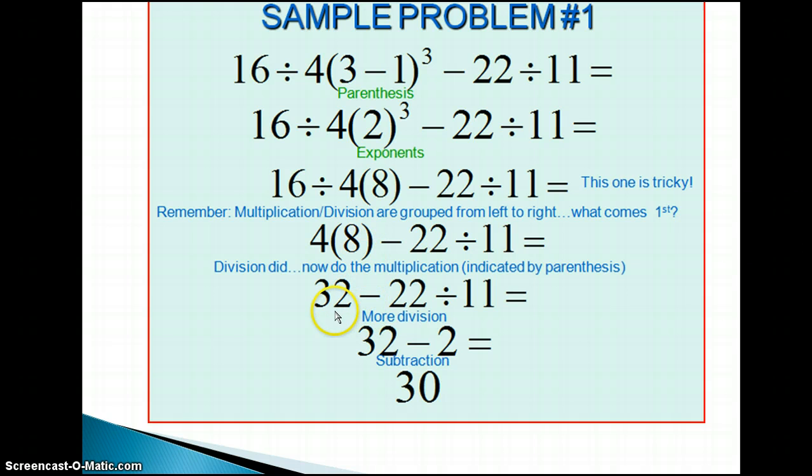Okay, now we have 32 minus 22 divided by 11. Well, division and multiplication come before addition and subtraction, so we have to do this division part first. 22 divided by 11 is 2. So we get now 32 minus 2. And we can finally do that subtraction from left to right. Since it's the only operation, we just do that. And our final answer is 30. Okay, so this is a pretty extensive problem, and writing down every step seems to help.